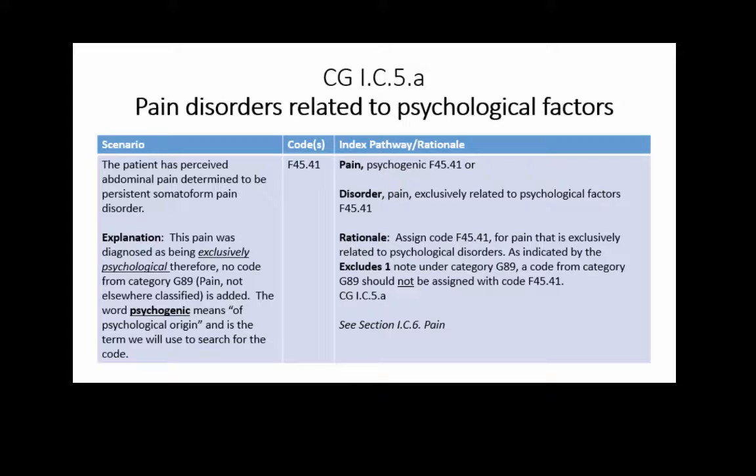We can find the code either under psychogenic pain or under a pain disorder exclusively related to psychological factors. The key word we're looking for here is exclusive. The rationale is that we would assign this code for pain that's exclusively related to psychological disorders, and if we had thought we might use a G89 code, when you get to the G89 category, there's an Excludes1 note there that tells you cannot use a code from category G89 along with the code F45.41. If we pay attention to the guidelines as well as the instructional notes, we won't make as many coding errors because we will be following those guidelines that will lead us down the right path.